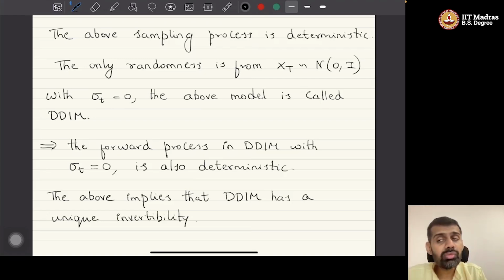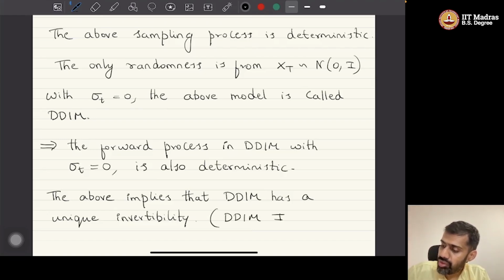Which means that if you start from an x0 and run the forward process of a DDIM, you will get a particular noise xt. And if you run the DDIM process again with the exact same x0, you will get the exact same noise every time you run the DDIM process. This is also called DDIM inversion. So DDIM inversion is simply the process of starting from a given image and running through the forward process of a DDIM to get a particular noise vector xt. So that is called DDIM inversion.